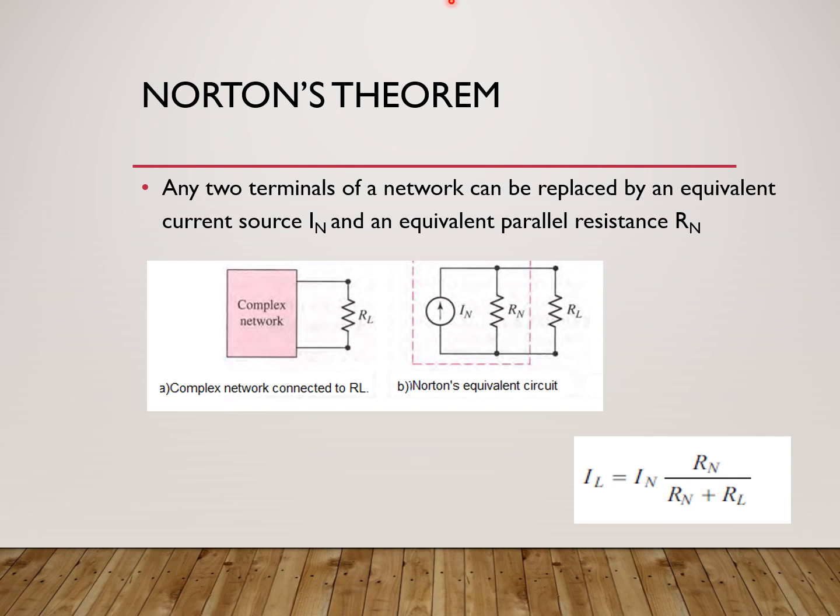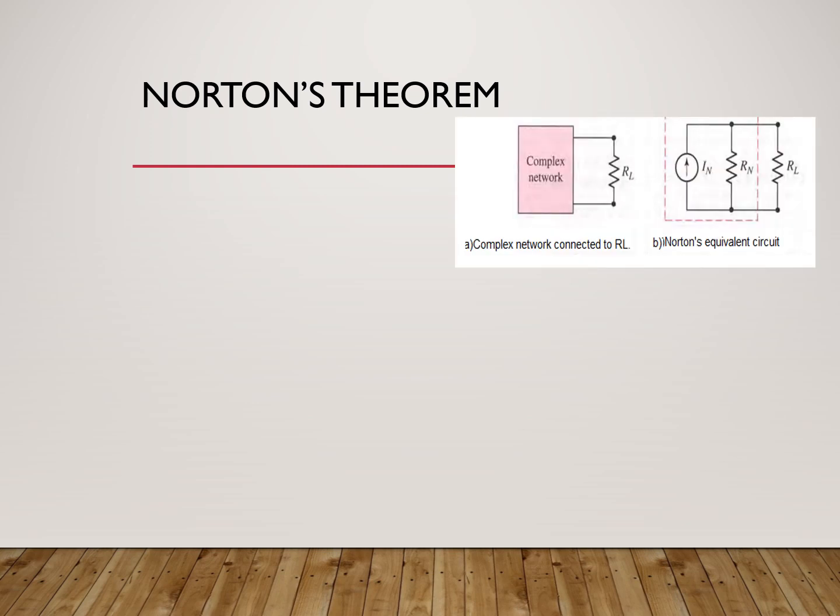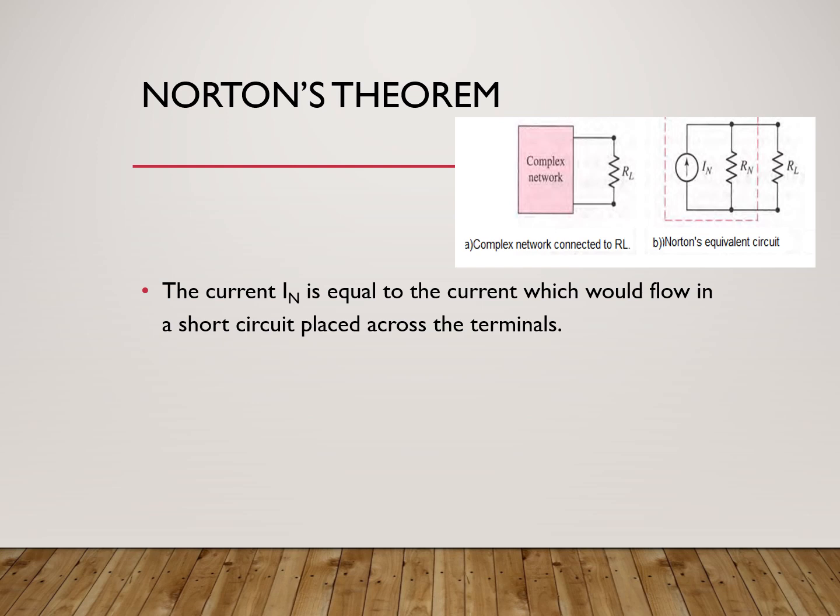So now once we have done Norton's theorem, let's also find out how you find out the Norton's current. You can see the complex network is replaced by the Norton's current source and the Norton's resistance. When you're finding out the Norton's current, it's basically found out by short circuiting this load resistance. So the load resistance here is going to be short circuited instead of open circuited, as in the case of Thevenin's theorem. And then you find out the current through the short circuited load terminals. That is defined as the Norton's current.